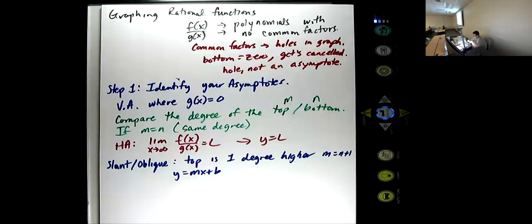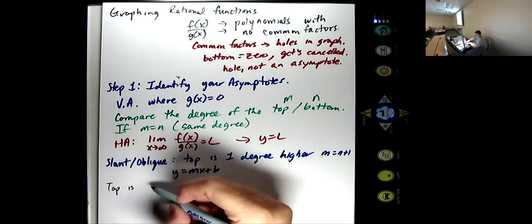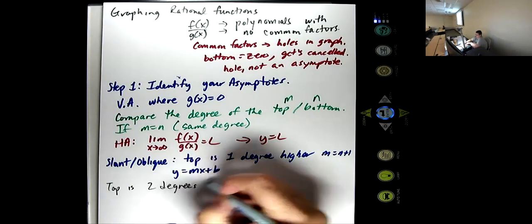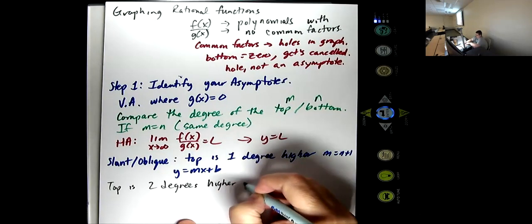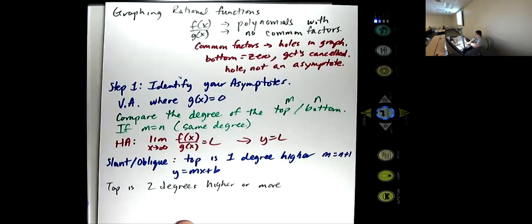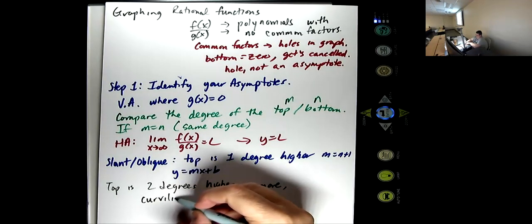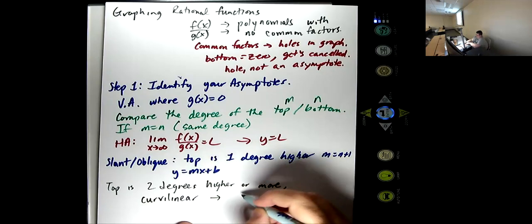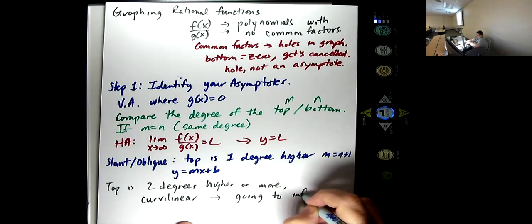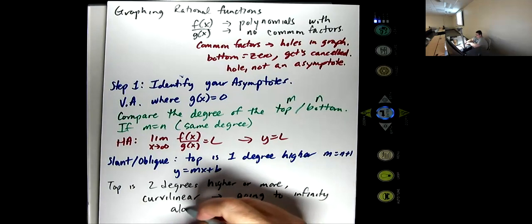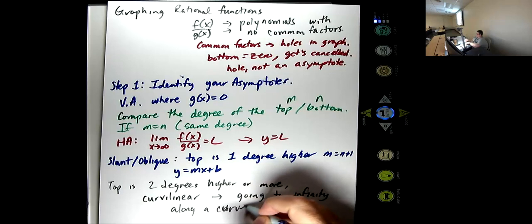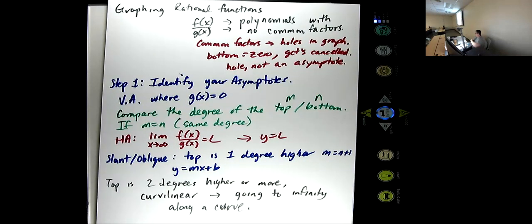And then if the top is two degrees higher or more, this is a curvilinear asymptote. It's a weird word, curvilinear, and it's going to infinity along a curve. And then it all just depends on the graph. The slant oblique asymptotes also go to infinity, but they follow a line.